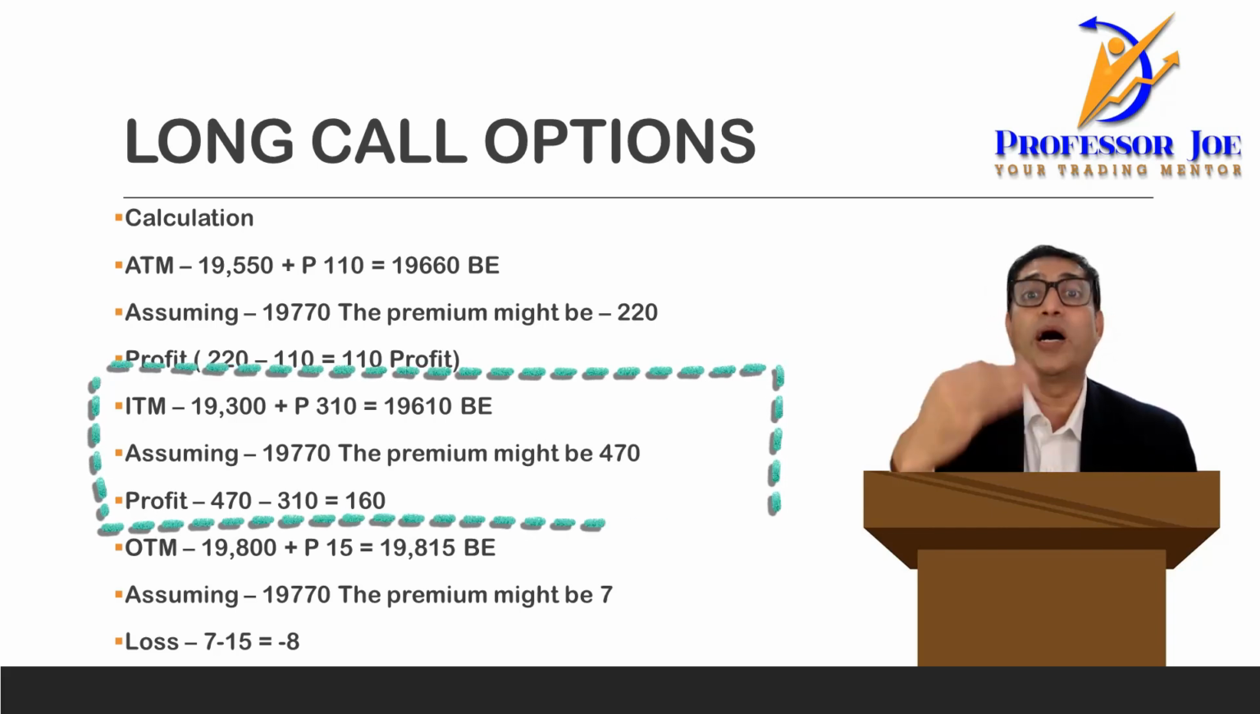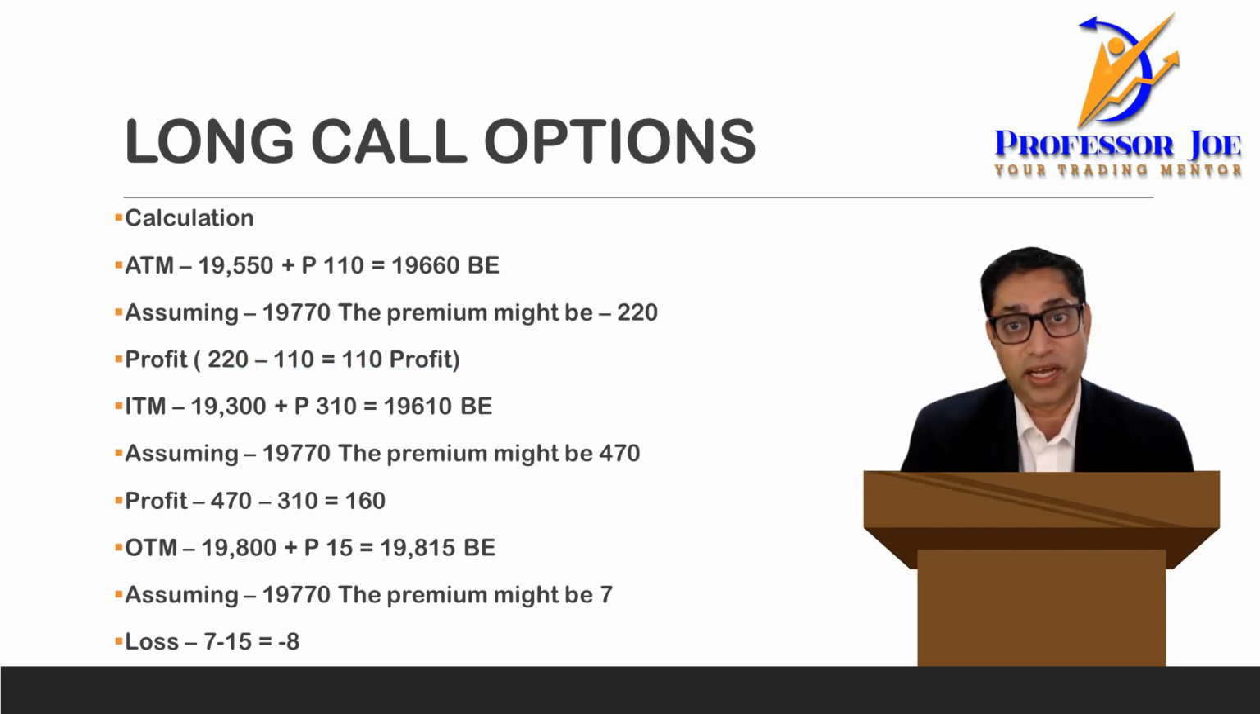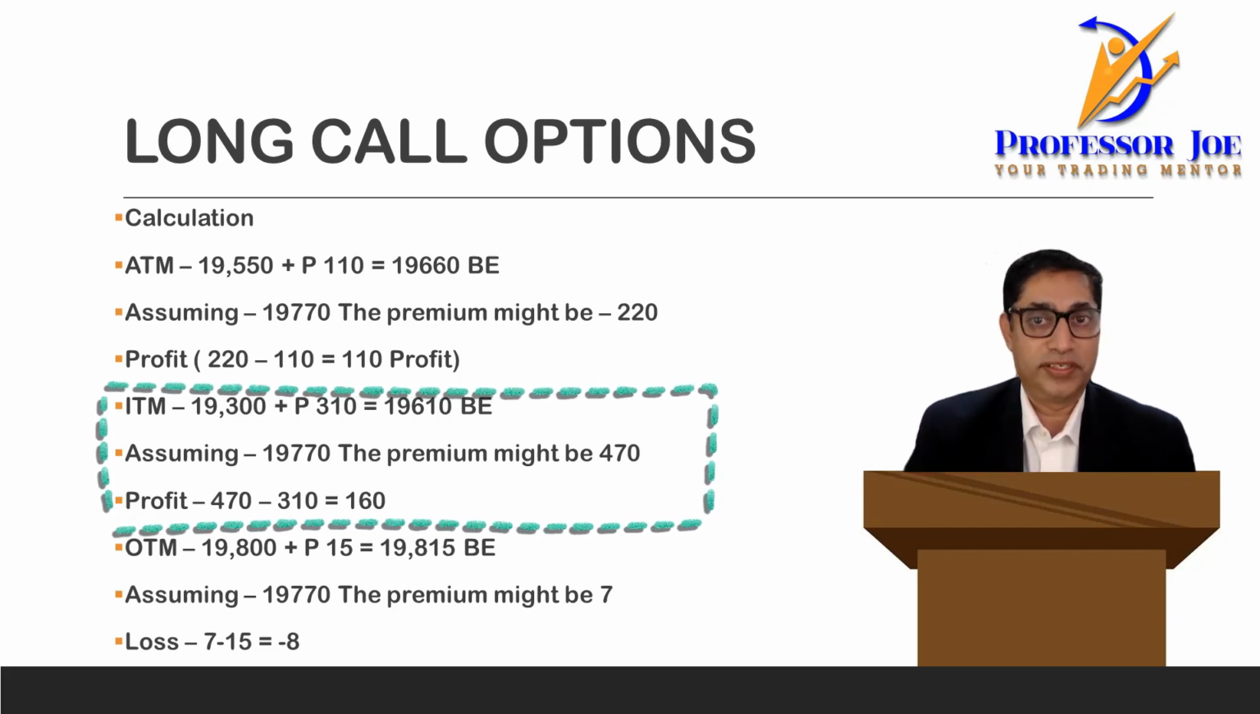The premium would go up from there because the market moved in the direction you assumed it would. So your premium became 470, and you made a profit. You entered at 470, so assuming the market went from 19,550 to 19,770, you will make a profit. But you entered with a premium of 310 and the current premium is 470, so you made a profit of 160, which is a higher profit.